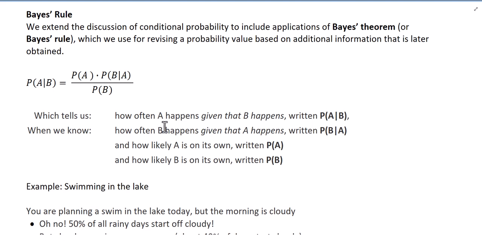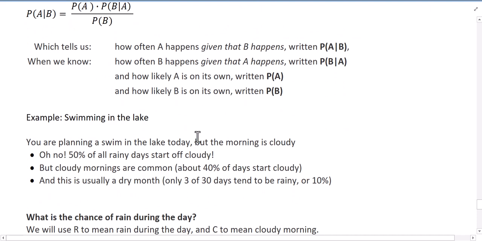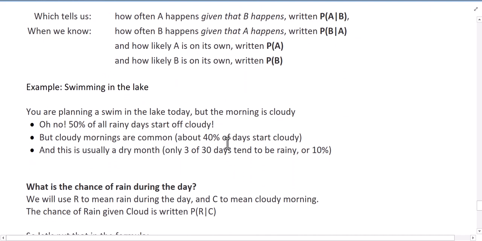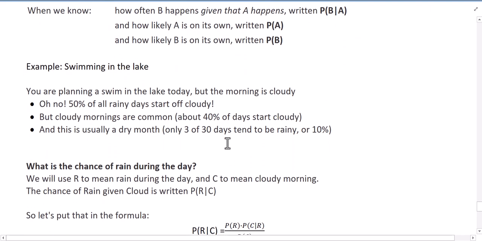So this example, swimming in the lake, right? You're planning to swim in the lake today, but the morning is cloudy. And so you're like, oh no, 50% of all rainy days start off cloudy. So what are your chances that it's going to rain? Then you go to other information: cloudy mornings are common. About 40% of days start off cloudy. And this is usually a dry month, so only 3 of 30 days tend to be rainy, or 10%.